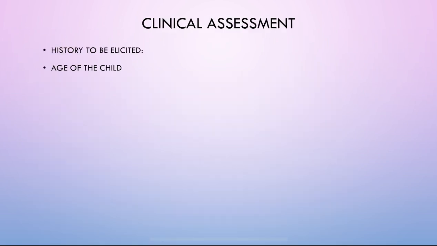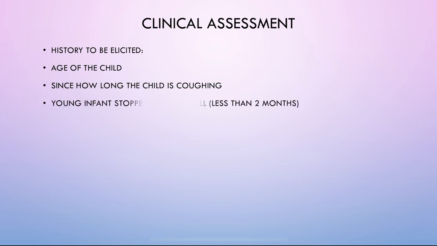History needs to be elicited. History taking in clinical assessment is a very important factor in the management of acute respiratory infections. So we need to note down the age of the child, for how long the child has been coughing, and whether the child is able to drink. If the child is aged 2 months up to 5 years, we need to find out if the child is able to drink.